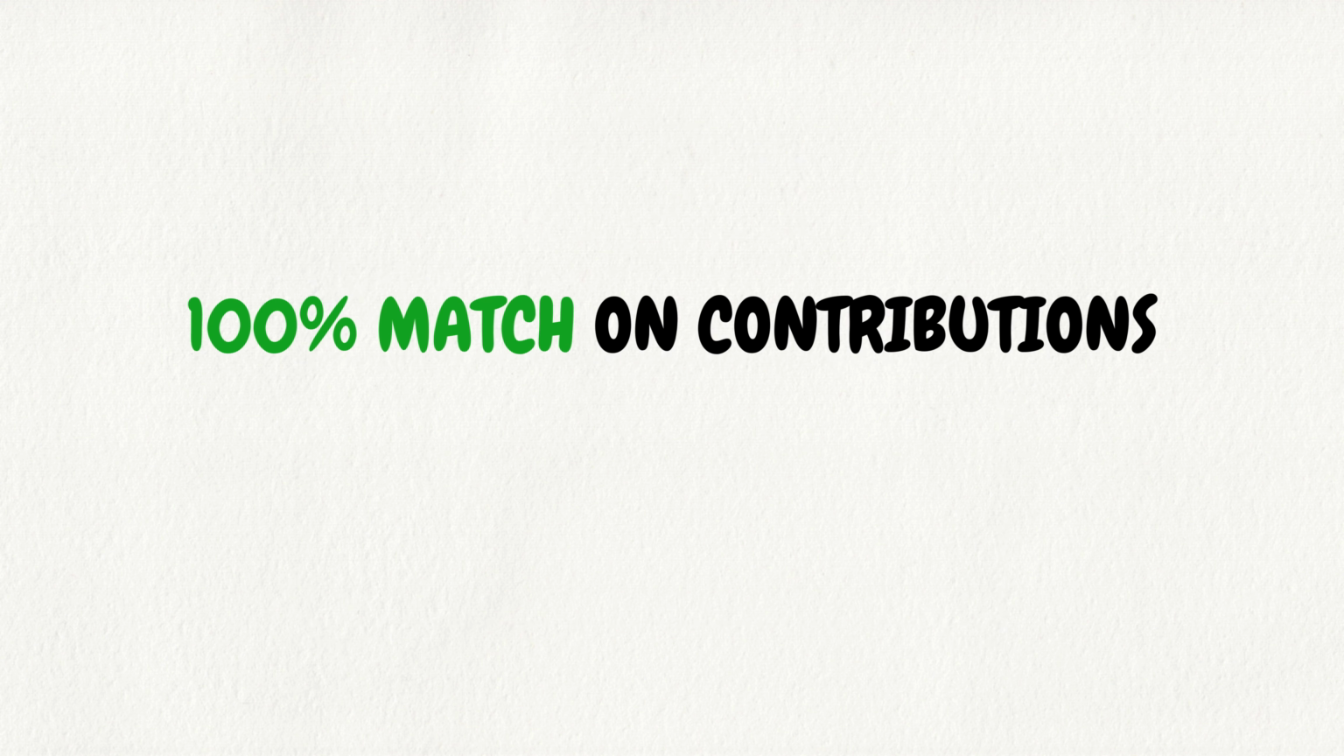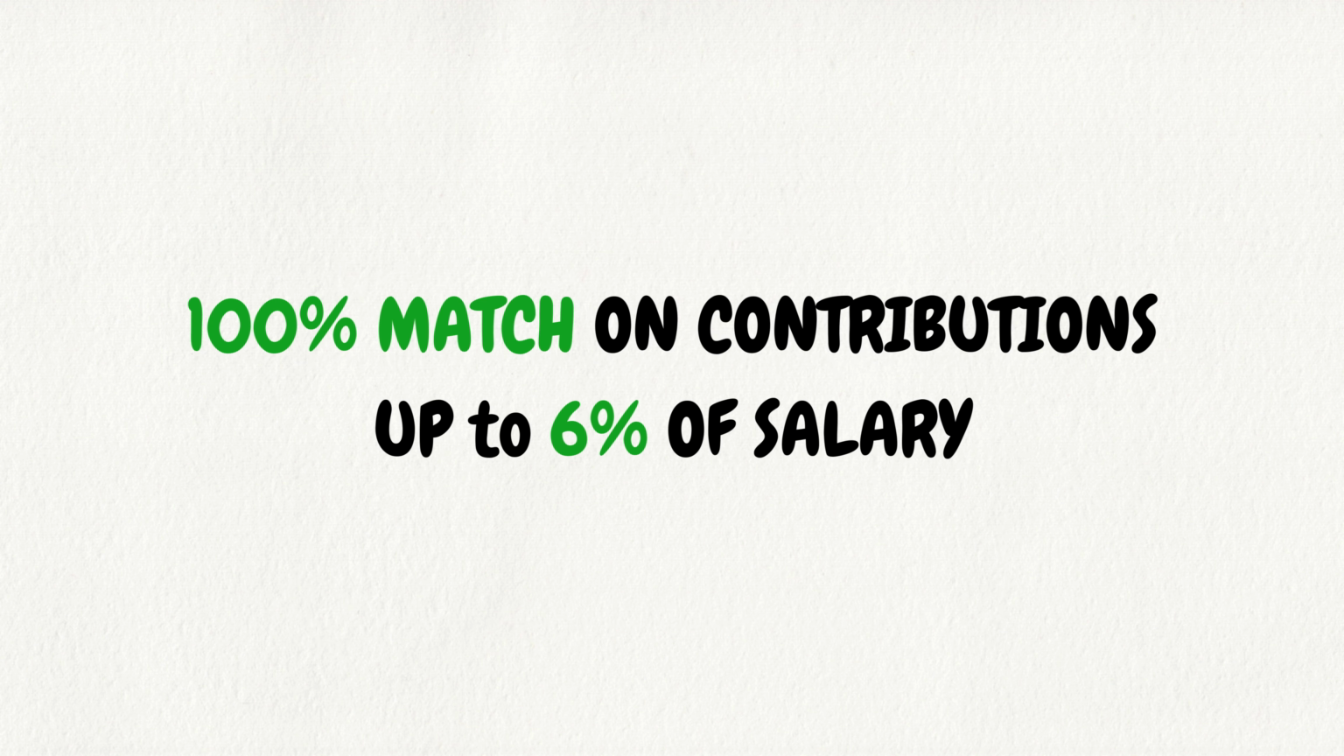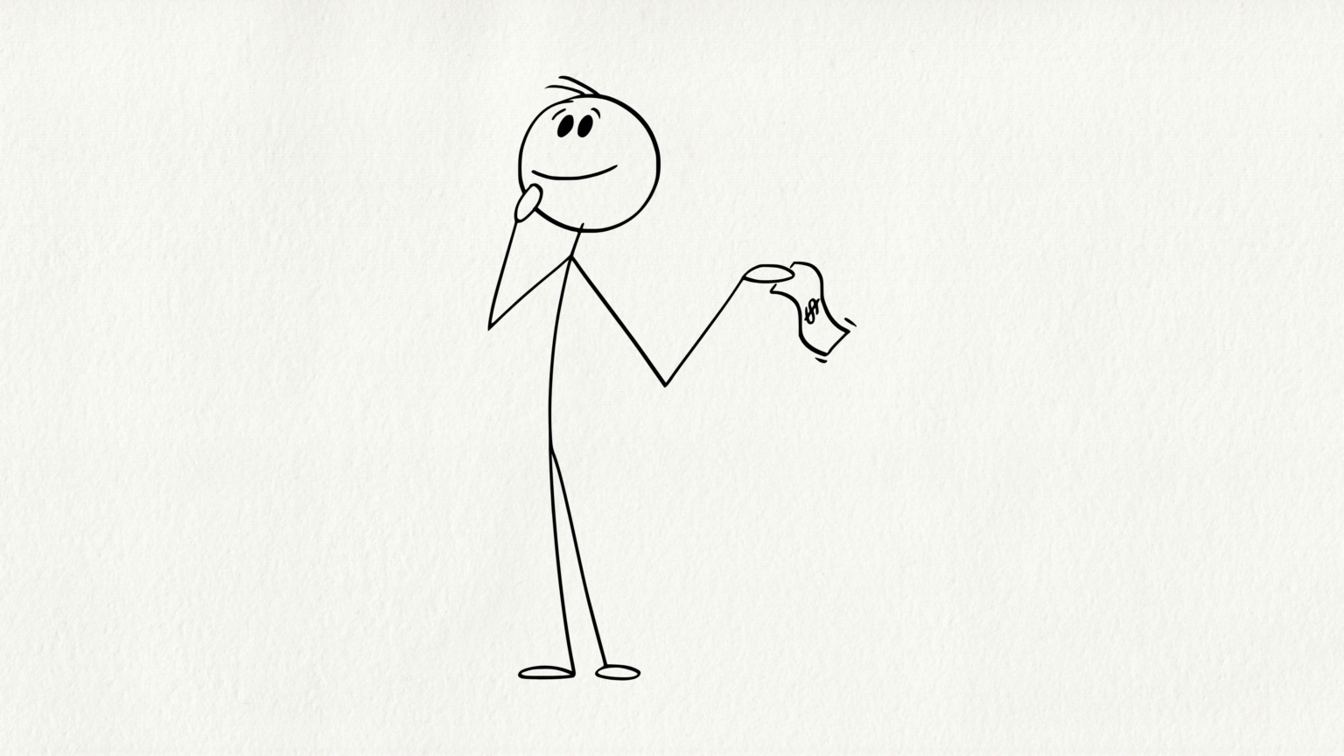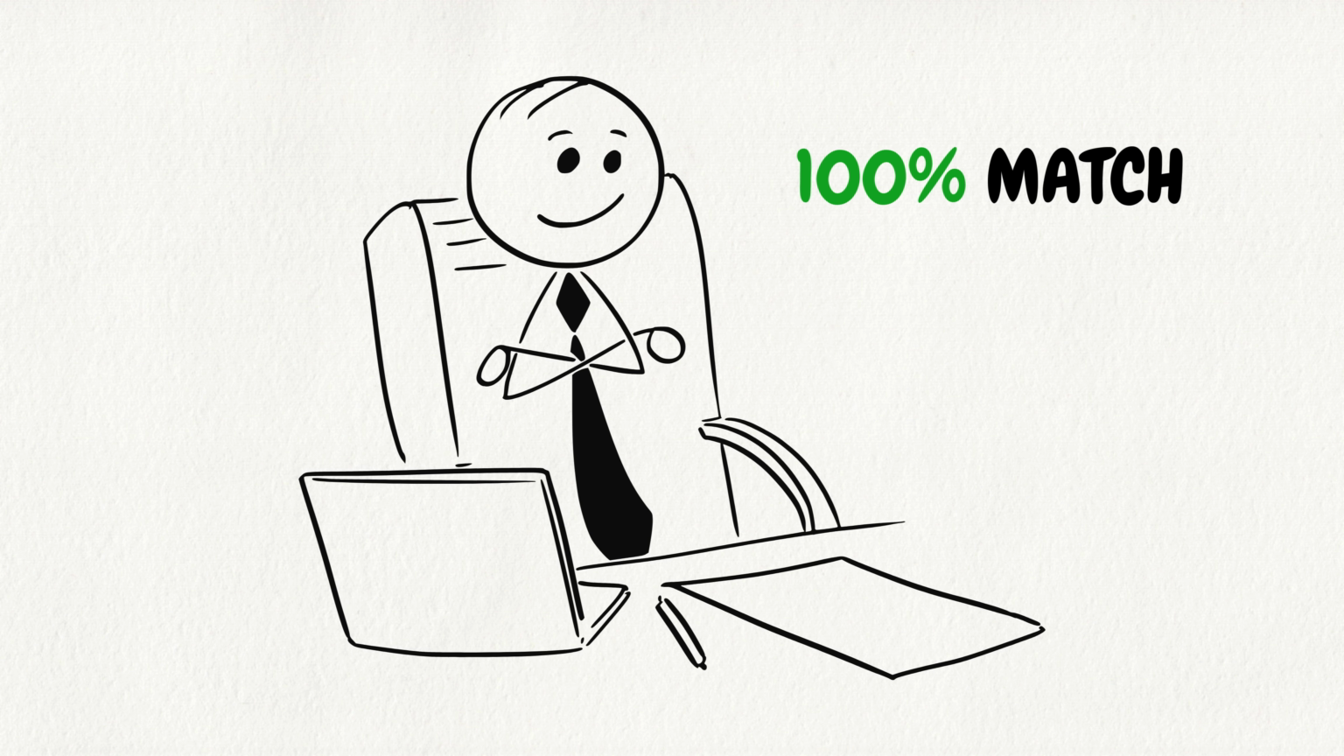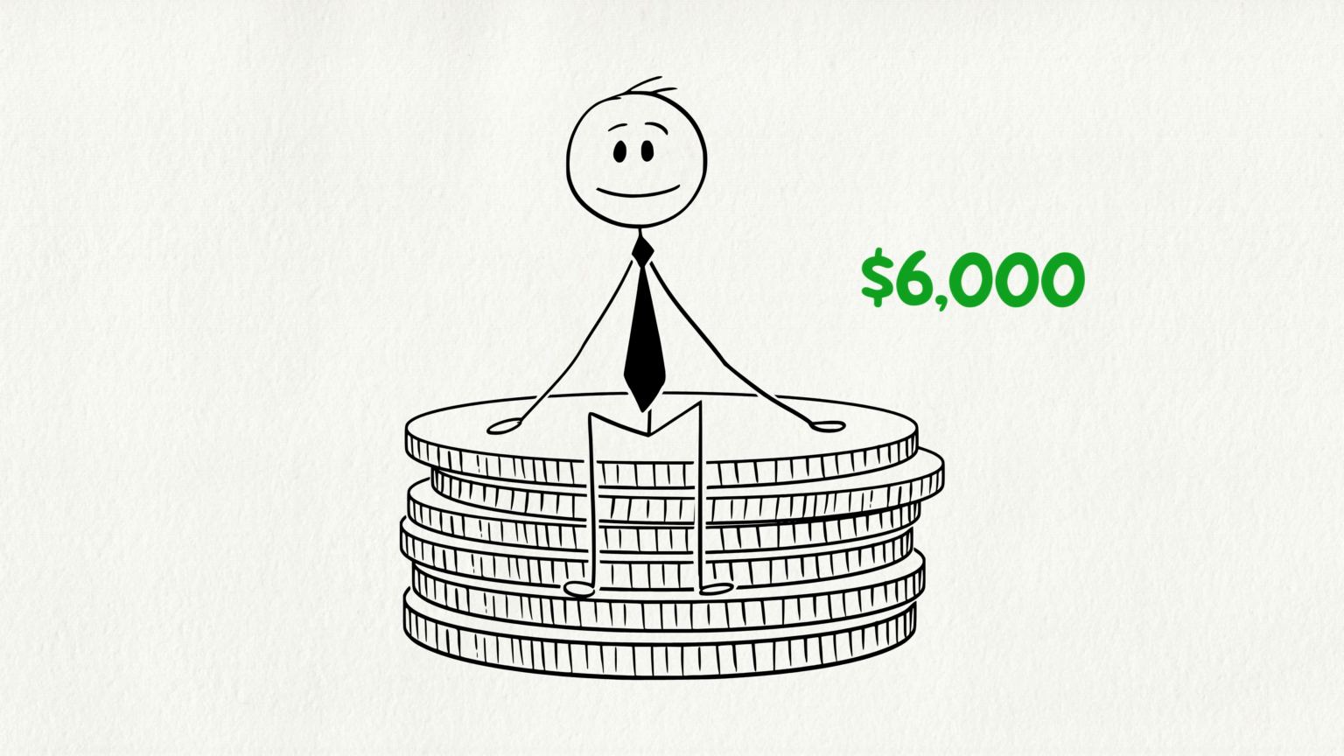Here's an example. Let's say that your employer offers a 100% match on contributions up to 6% of your salary. If your salary is $100,000, 6% of that is $6,000. Assuming you put in at least $6,000 into your 401k, your employer will match 100% of that. Therefore, your employer's contribution is $6,000.